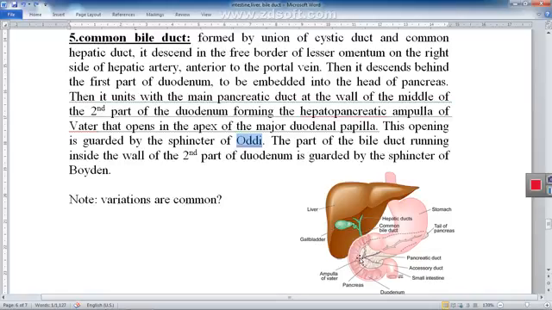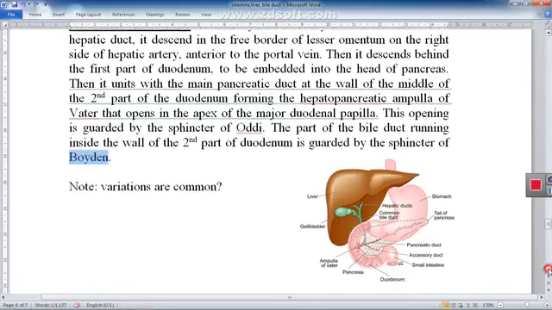After that, the common bile duct unites with the main pancreatic duct to form the hepatopancreatic ampulla of Water that opens into the medial aspect of the second part of the duodenum by the major duodenal papilla, which is elevated in the mucosa. This papilla is guarded by a sphincter called the sphincter of Oddi. You have to know also that the intramural part of the common bile duct, inside the wall of the duodenum, is also guarded by a valve called the valve of Boyden. This description is the classical description for the extrahepatic biliary apparatus.